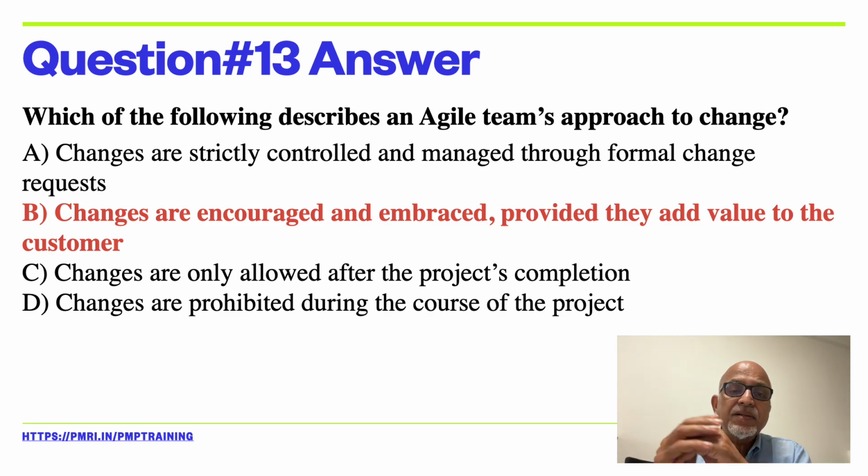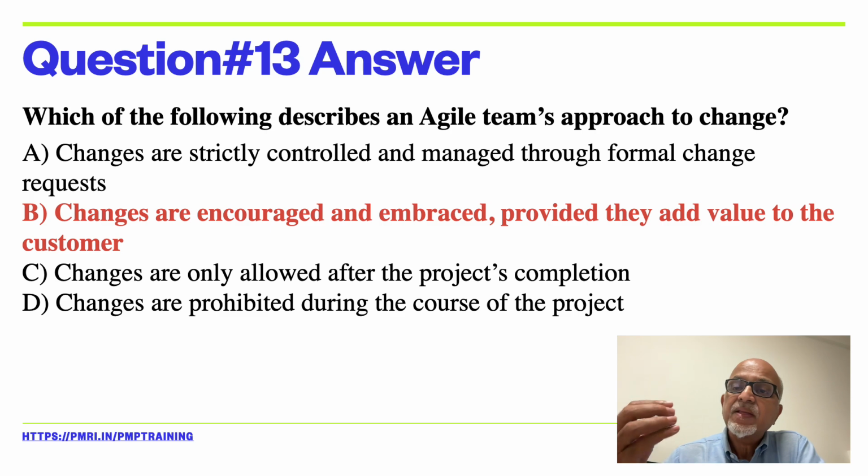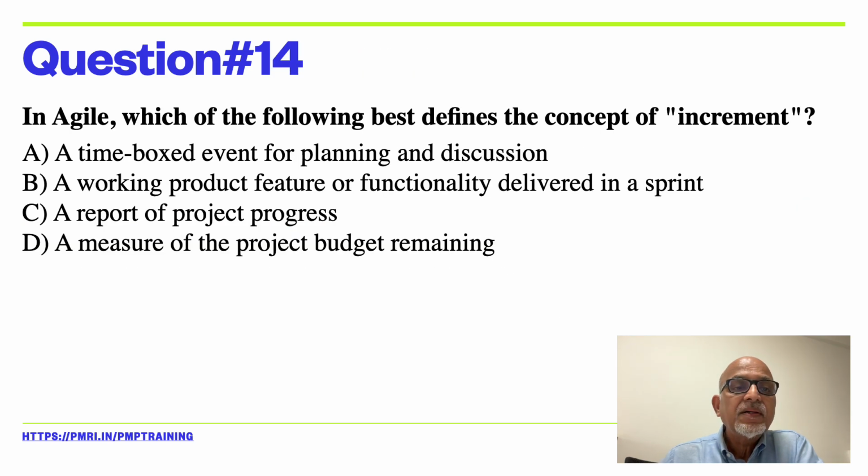Agile is always useful to develop products or services where the scope evolves or the scope clarity is not good at the beginning, and as the project progresses the scope evolves. So the agile model encourages changes provided they add real value to the customer. Then question number 14. In Agile, which of the following best defines the concept of increment?